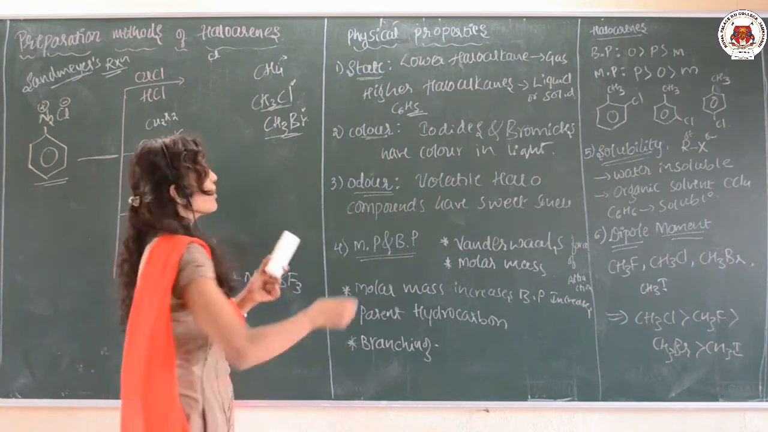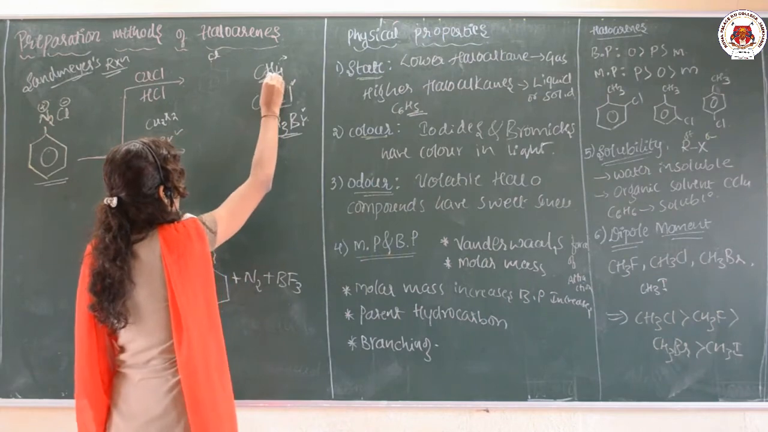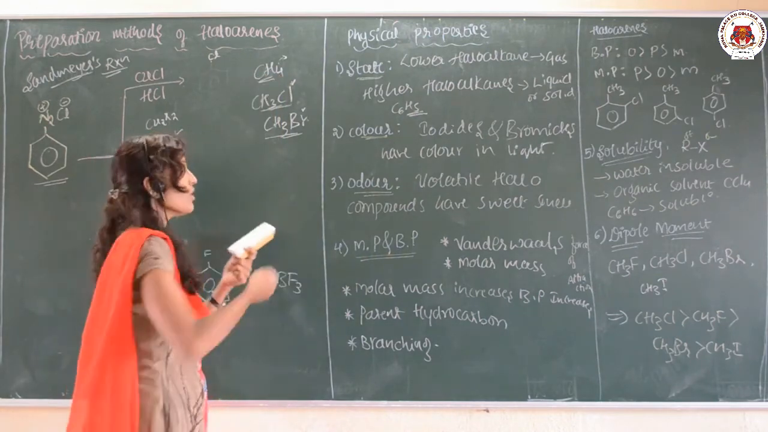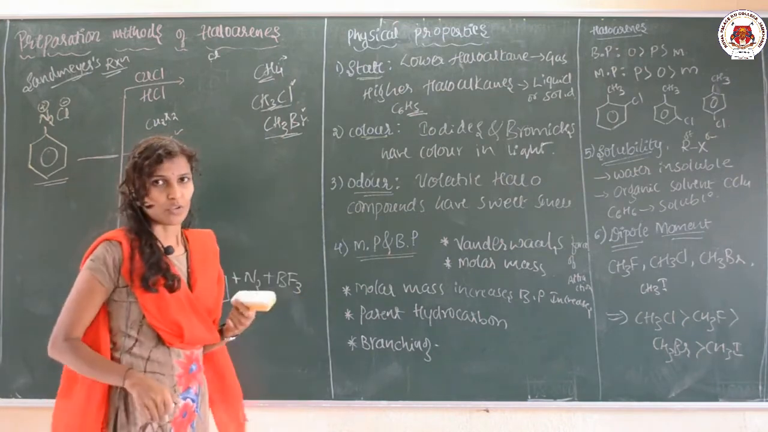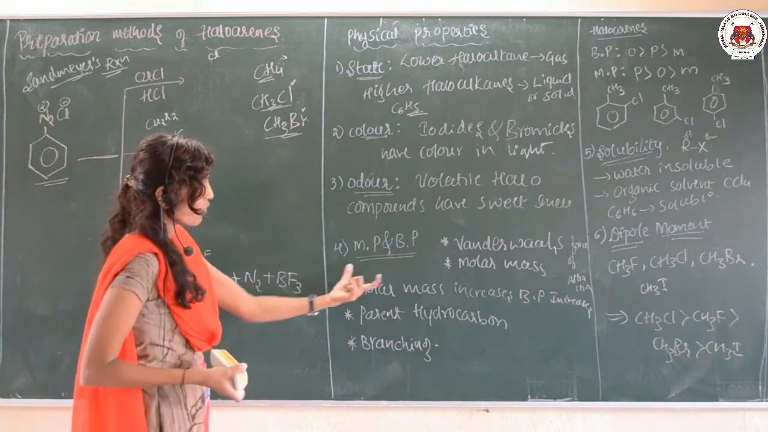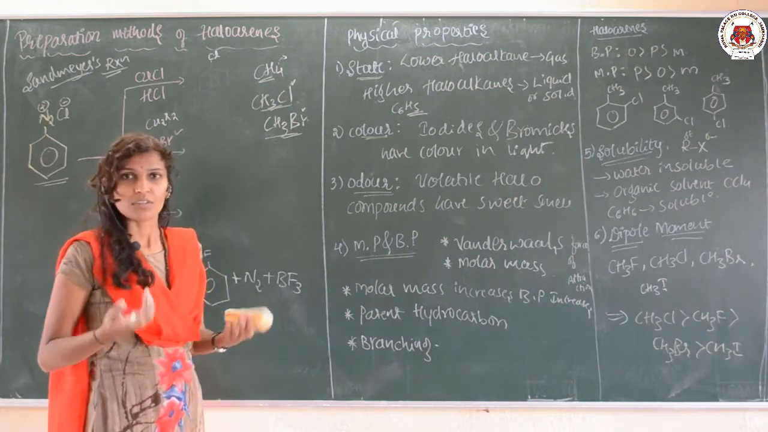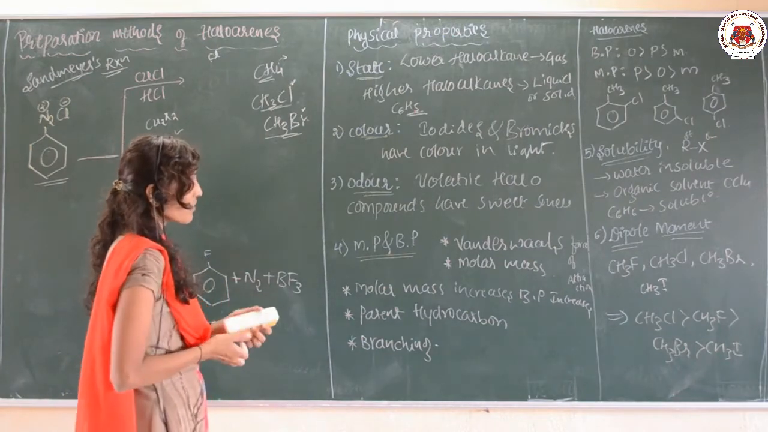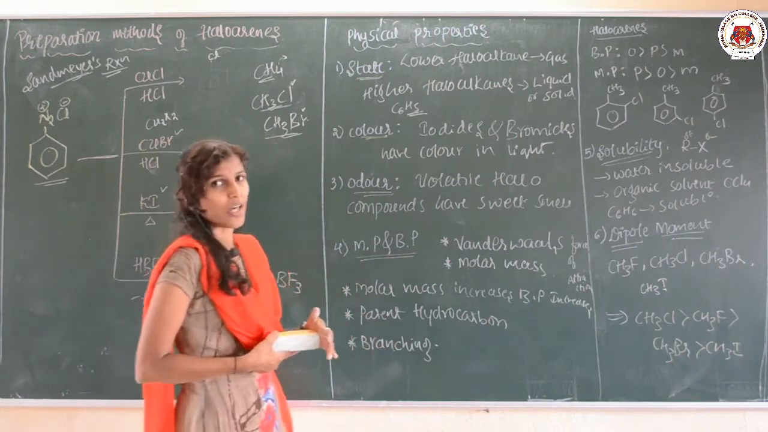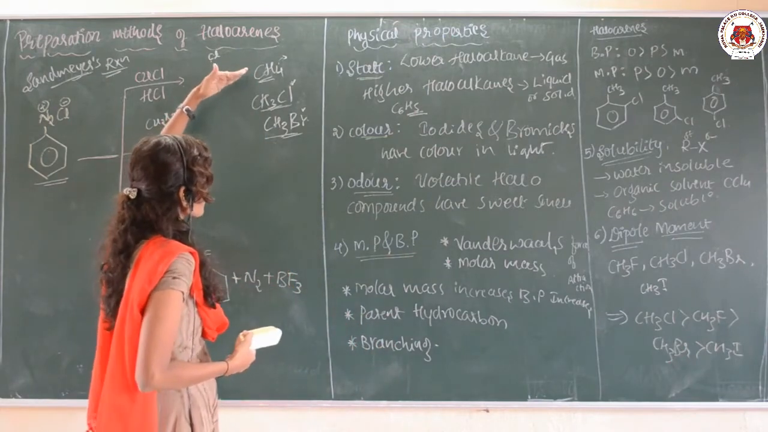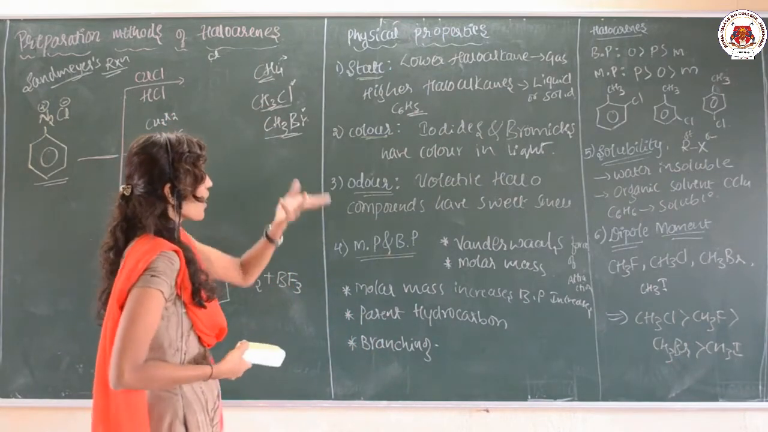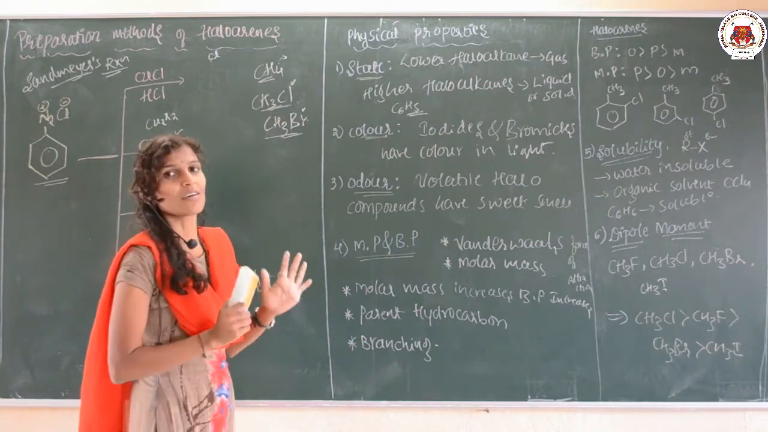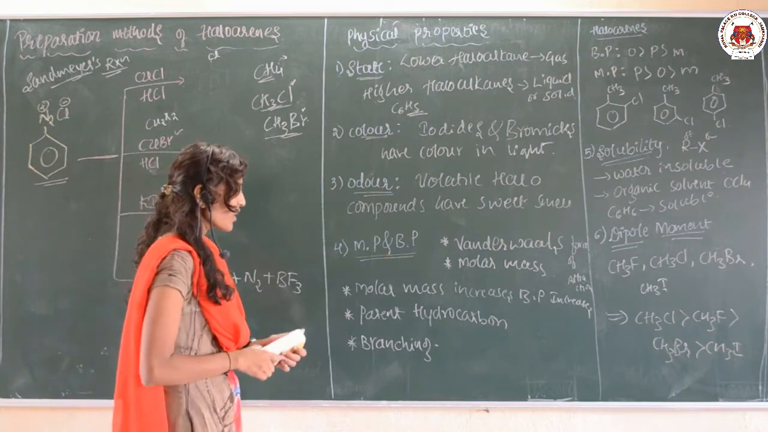So what happens? Always the parent hydrocarbon molar mass is less as compared with the haloalkanes. As the molar mass increases, the boiling point also increases. The boiling and melting point will increase with increase in the molar mass. So as compared with the parent compound, these have higher melting and boiling points. Okay. Next one is regarding branching.